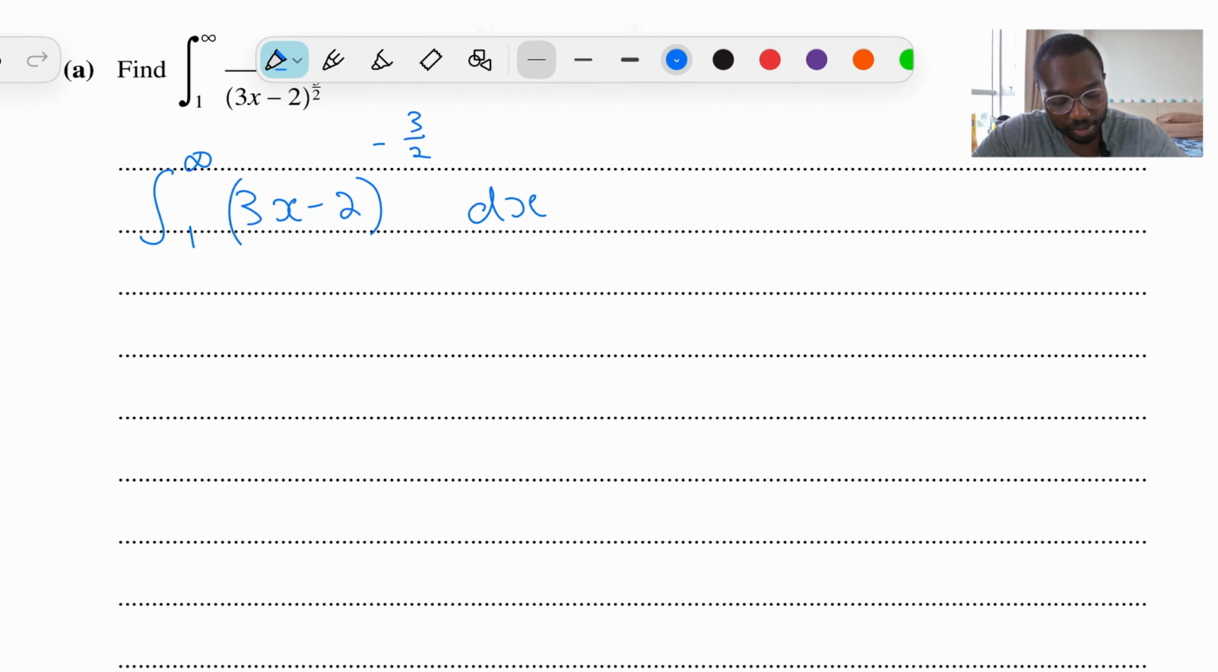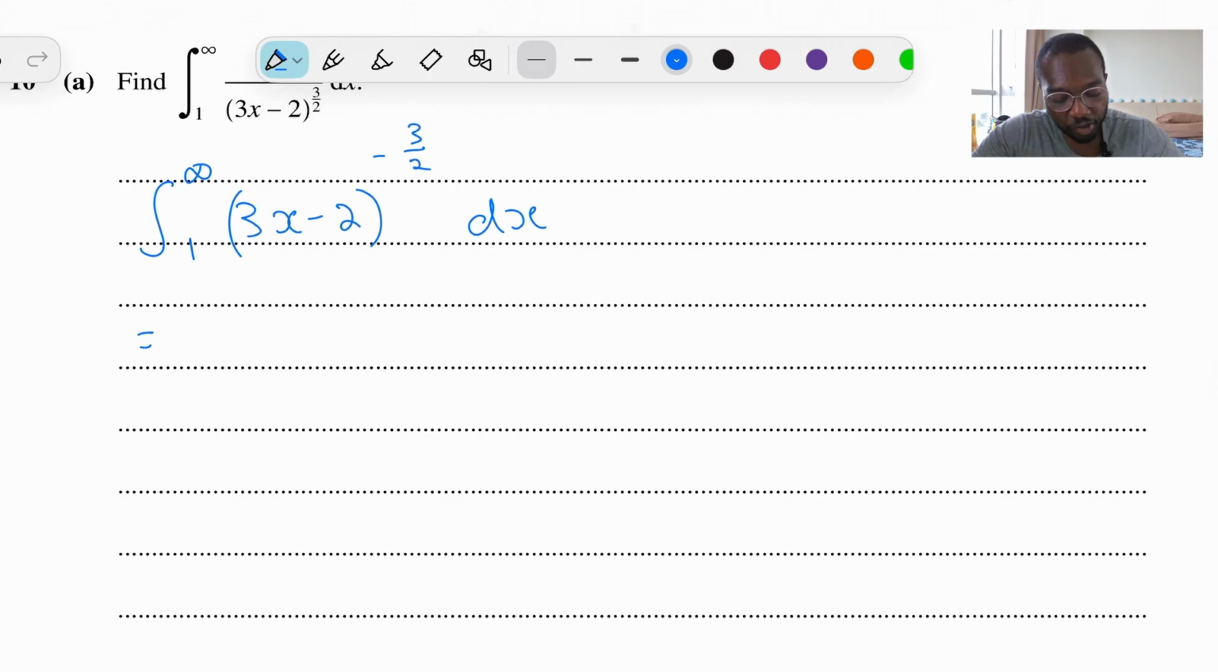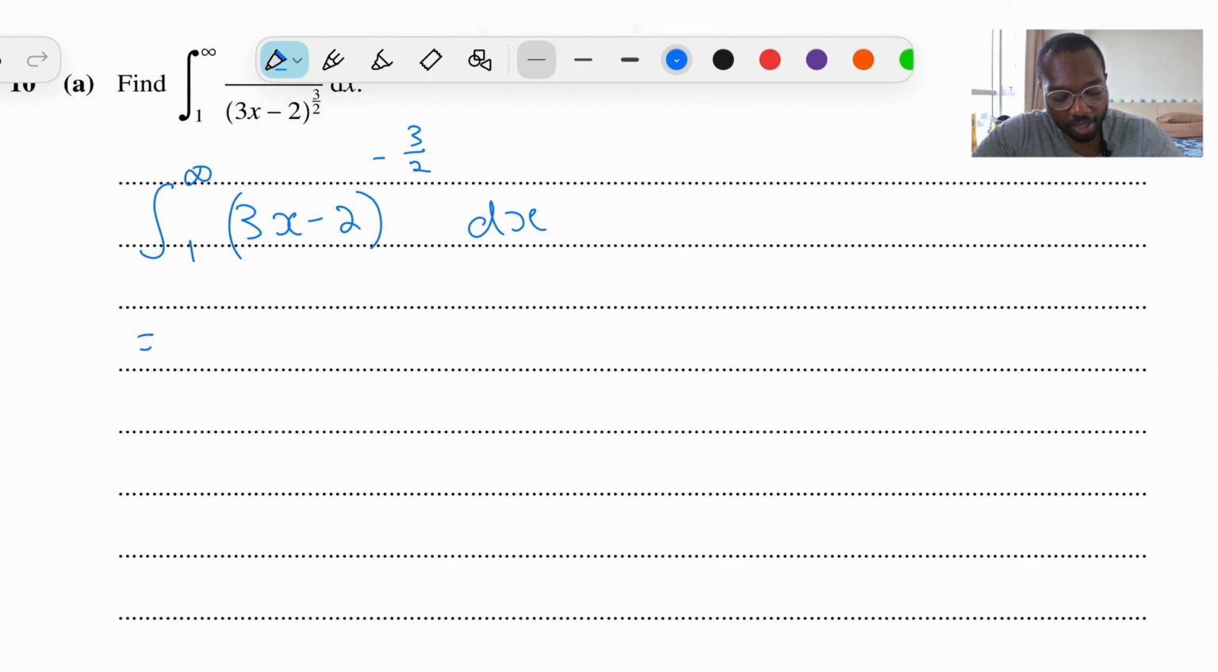So how can we go about integrating something like this? Well, first thing we can do is we've got this 3x minus 2, so we know that the reciprocal of that 3 has to come out. If we were differentiating, we would take a factor of 3 out, but because we're integrating, we're going to do the reciprocal of that. So 1 over 3 is going to come outside the brackets, and then in brackets, we're going to have 3x minus 2. And now we're going to add 1 to the power, so that would be minus a half. And then we're going to divide by that power, so we're going to divide by minus a half.